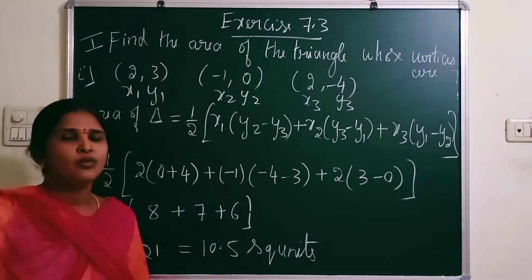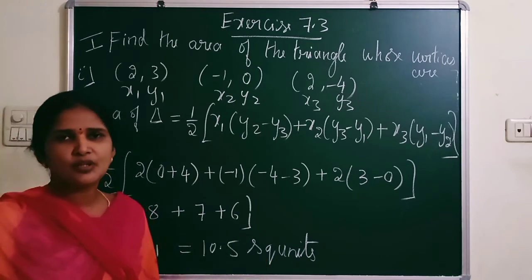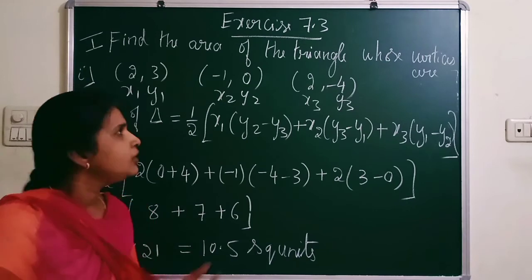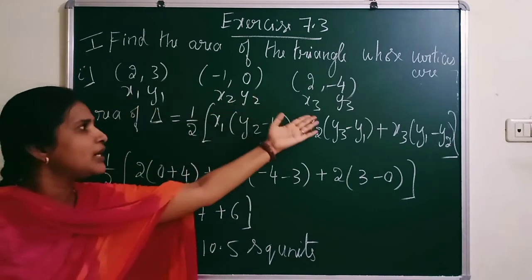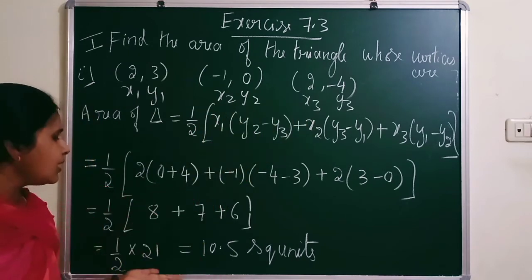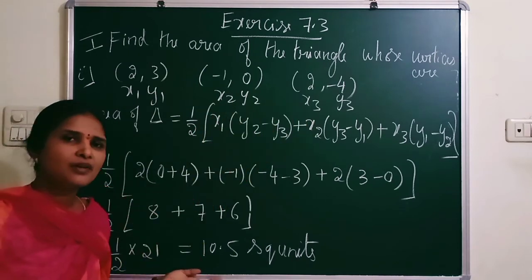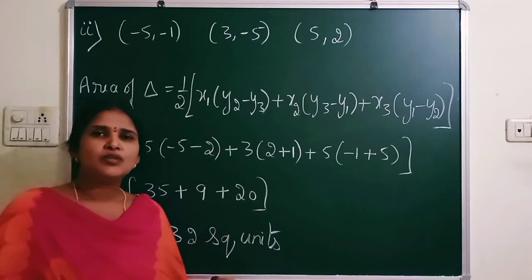In this way, you cannot use area of triangle as half into base into height in case of Cartesian plane. You have to go with this formula with vertices as x1, y1, x2, y2, x3, y3. Substitute and you can get the area of triangle. Now let us continue the same first main.